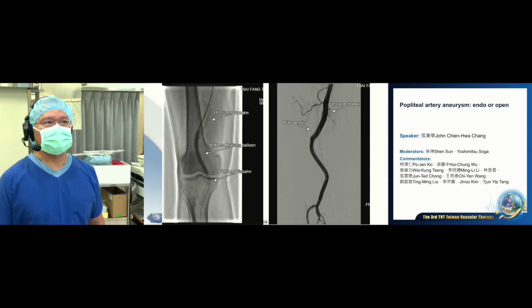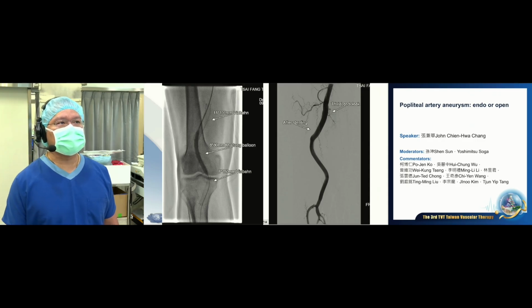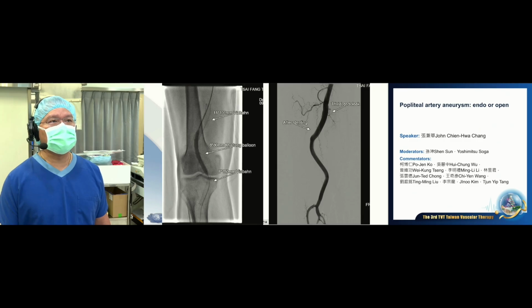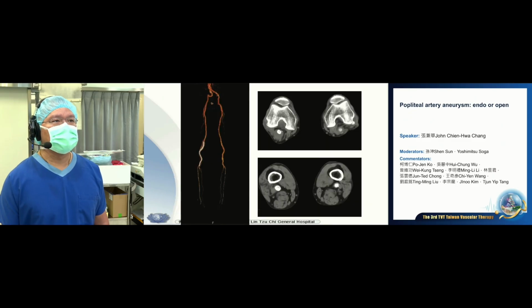Because of the size discrepancy, we put the inflow stent of 11 millimeter Wallstent, and the outflow stent of 8 millimeter Wallstent. After stenting, you can see there's only trivial endoleak. The stent position is good. After the procedure, the CT scan shows a good result, but you can see there is some mild mural thrombus in the Wallstent.